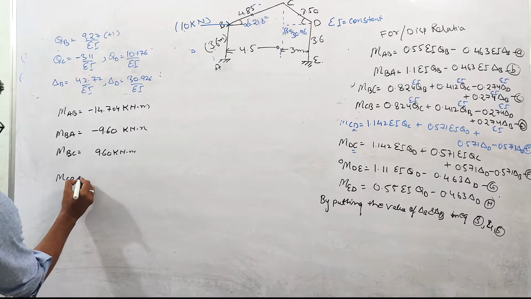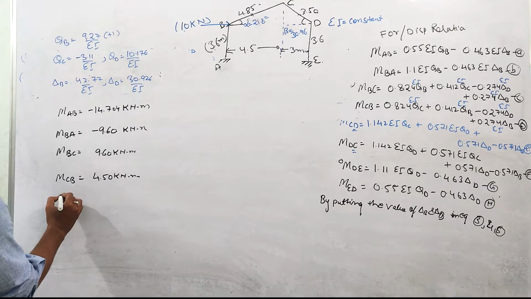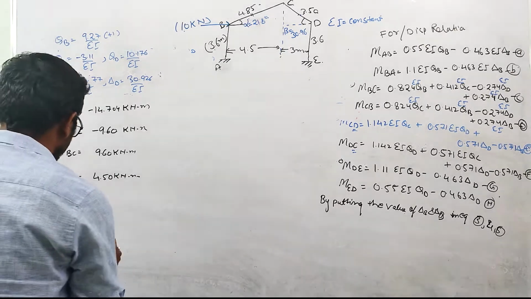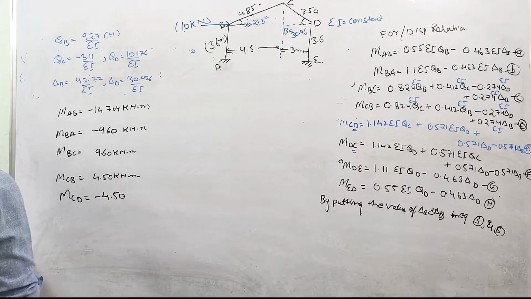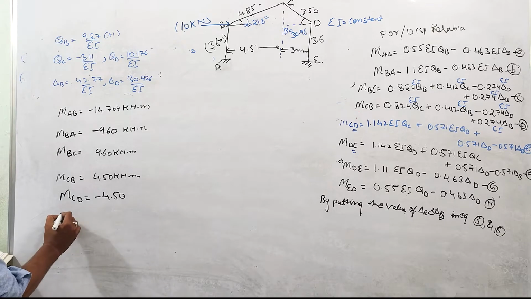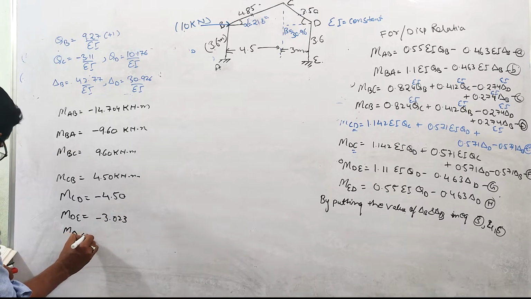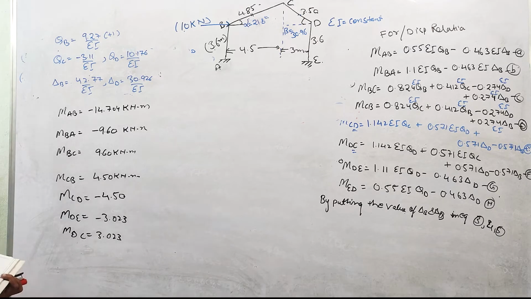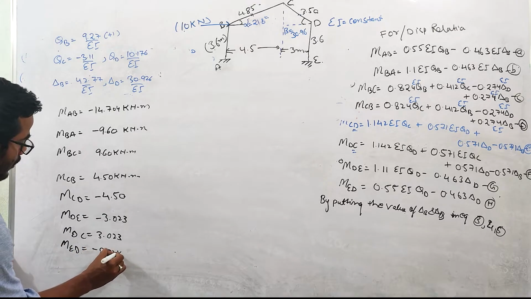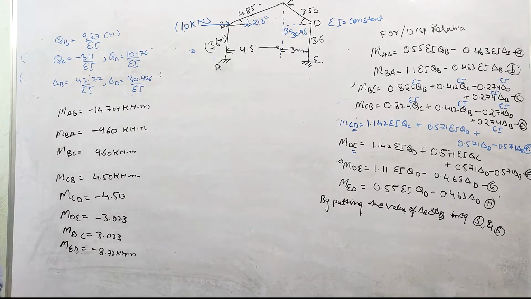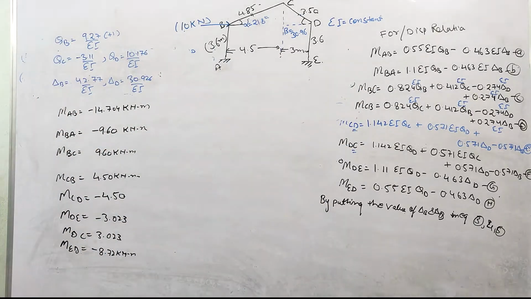MCB is equal to 4.50 kilonewton meter. Similarly, MCD we can calculate with the help of joint equilibrium, so it will be minus 4.50, right? MDE value comes out to be minus 3.023 and MDC value is 3.023. The value of MED comes out to be minus 8.72 kilonewton meter. So these are the end moments, which we get by putting these values into these equations.